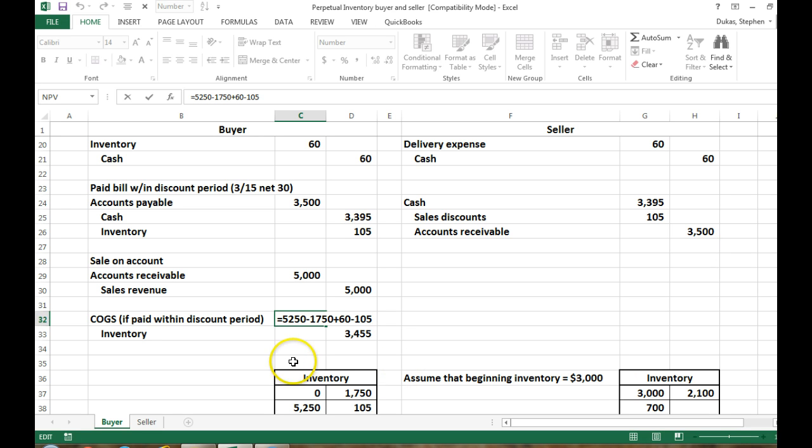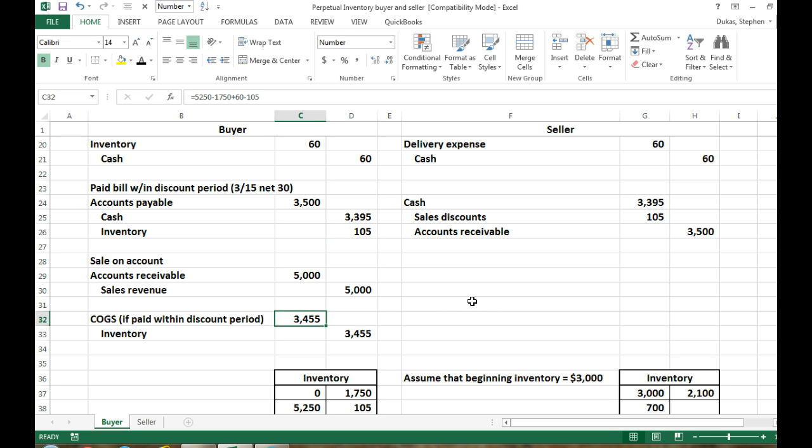which is equal to $5,250, which is the original price paid for the inventory, minus $1,750, which is the amount of inventory that we sent back, plus $60, which is equal to the freight charge for the inventory that you purchased, minus 105, which is equal to the discount on that inventory. Notice that when you compute this discount of 105, this $60 freight is not included in that discount. In other words, you don't get discounted on freight.